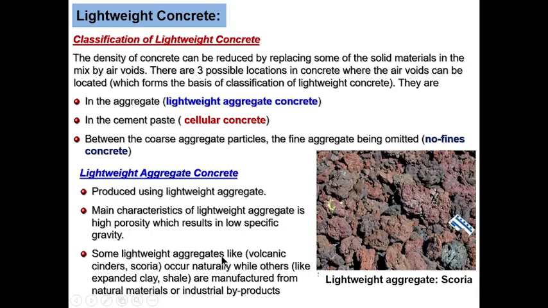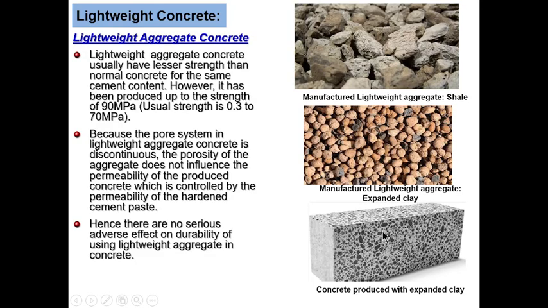Some lightweight aggregates are volcanic cinders, the scoria. They occur naturally, while some others, like expanded clay and shale, are manufactured from natural materials or industrial byproducts. So you can see an example of a lightweight aggregate here, scoria, which is a natural lightweight aggregate.